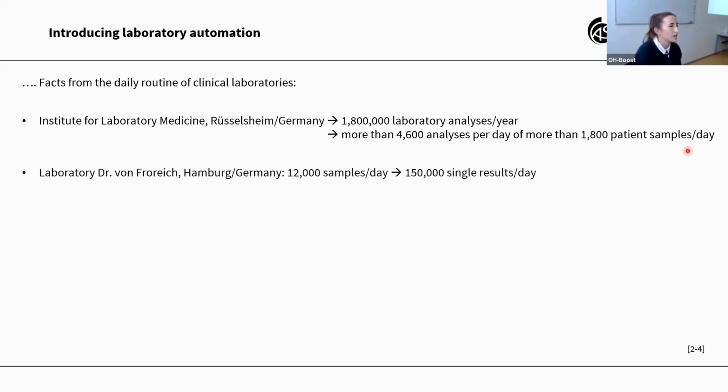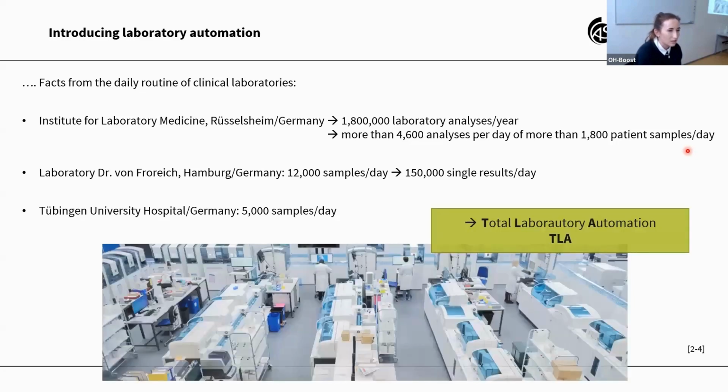In northern Germany, we have a laboratory that is able to analyze 12,000 samples per day, which results in 150,000 single results per day. And in southern Germany, we have the Tübingen University Hospital, which is able to analyze 5,000 samples per day. And how can they do that? They use total laboratory automation, short TLA.